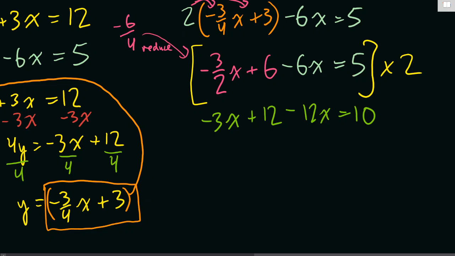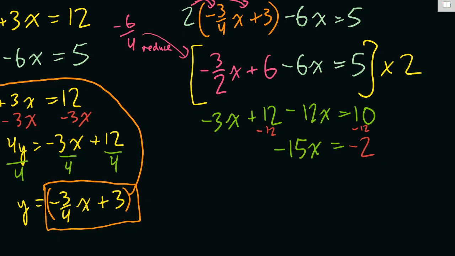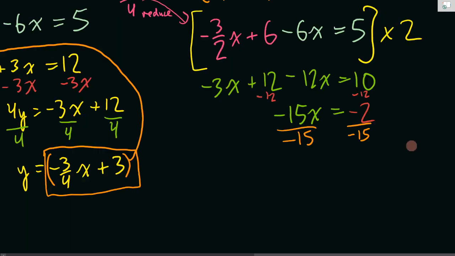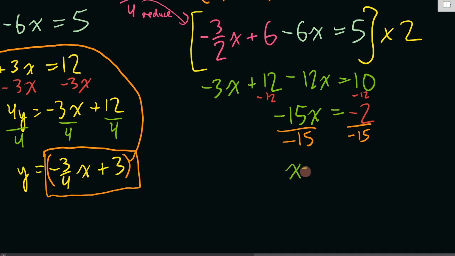Okay, so now, we've already got our x's over here, so let's collect our x's. We've got negative 15 of them. And the opposite of a positive 12 is a negative 12. So 10 minus 12 is negative 2. And negative 2 we're going to reduce by negative 15. Negative over negative cancels. So our x value is 2/15.